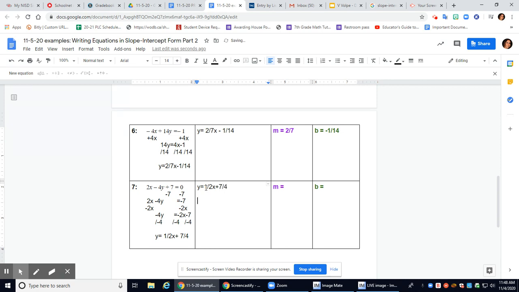Or I'm going to write it this way here. The y-intercept is fine if it's a decimal. So y equals 1/2 x plus 7/4. If you divide 7 by 4, you're going to end up with 1.75. Okay, so here my slope is 1/2 and my y-intercept is 1.75, or the 7/4.